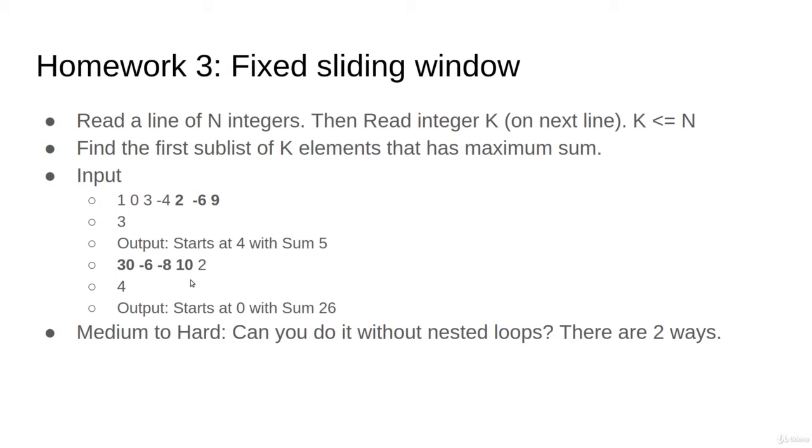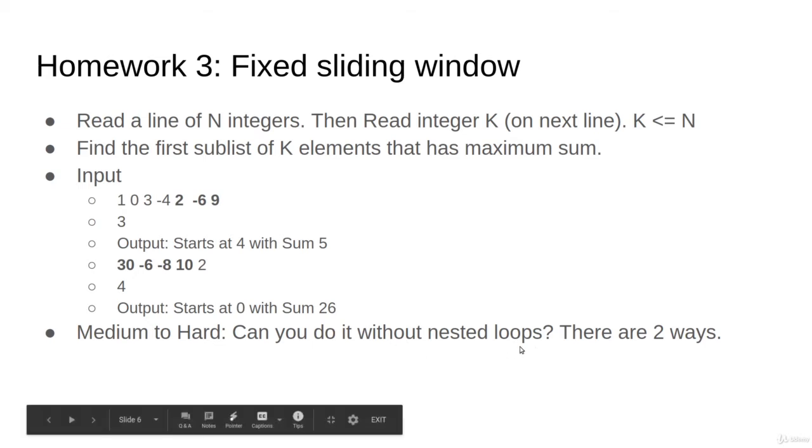In this other example, the window starting at index 0 with length 4 has a sum of 26. This problem is medium to hard. Can you do it without nested loops? This by itself has 2 solutions, and they aren't very easy solutions. One of them is based on the observation that we mentioned in the previous slide. So try to solve it with nested loops as an easy solution, then try to find one of these 2 solutions here.